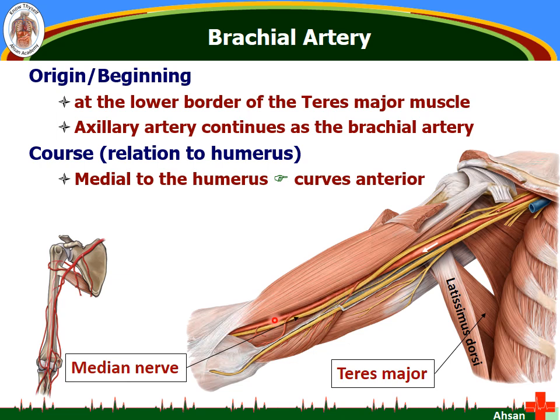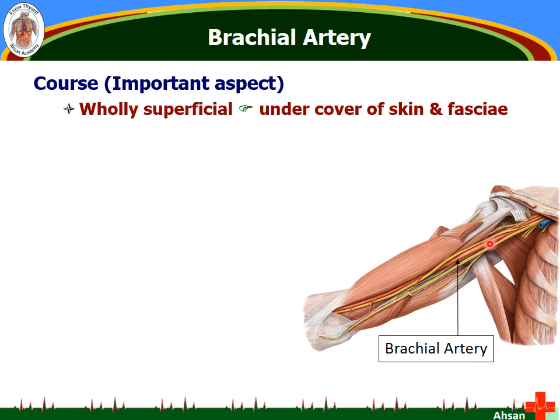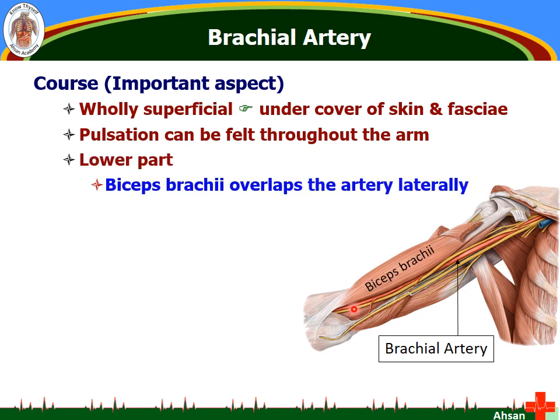This is the median nerve, and the artery is lateral to this nerve. In front of the elbow it lies between the two epicondyles, actually a bit midway. This artery remains superficial under skin and deep fascia, and can be felt through its pulsation throughout the arm, in its lower part.